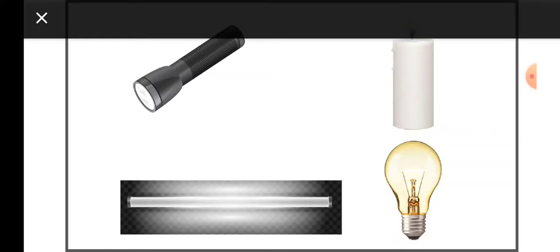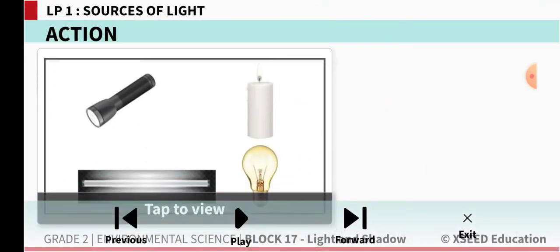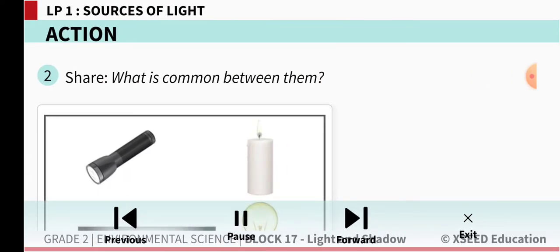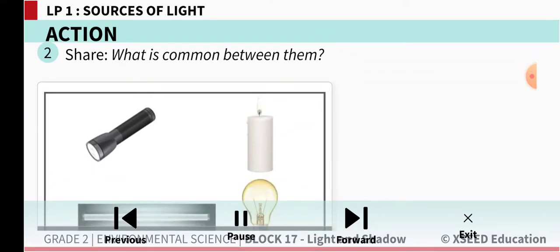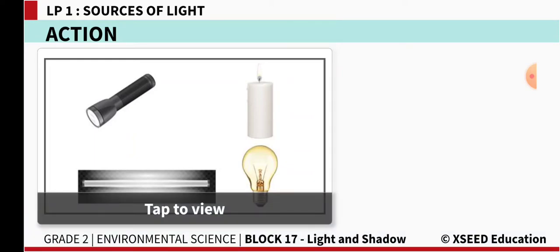Now all of you look at this picture. We have 4 different things here. Can you name what they are? The first one is the torchlight, second one is the candle, third one is the tube light, and fourth one is the bulb, right? What is common between them? All of them give us light. They are sources of light. And the next important thing is that all these 4 are made by humans. So these are human-made sources of light, right?